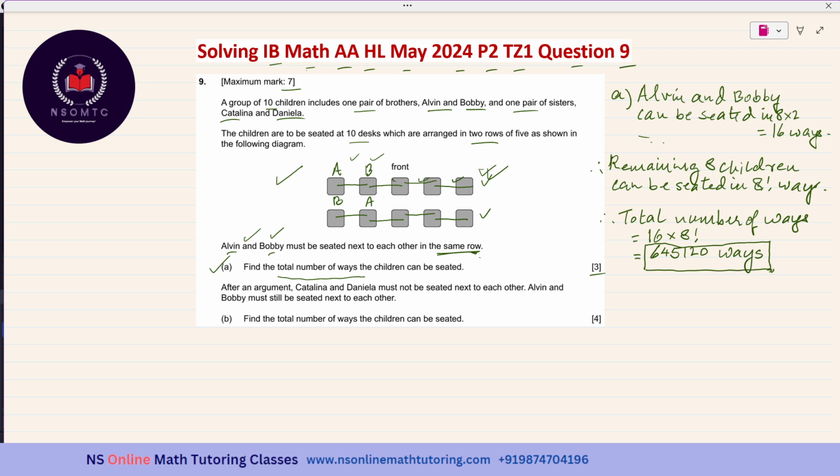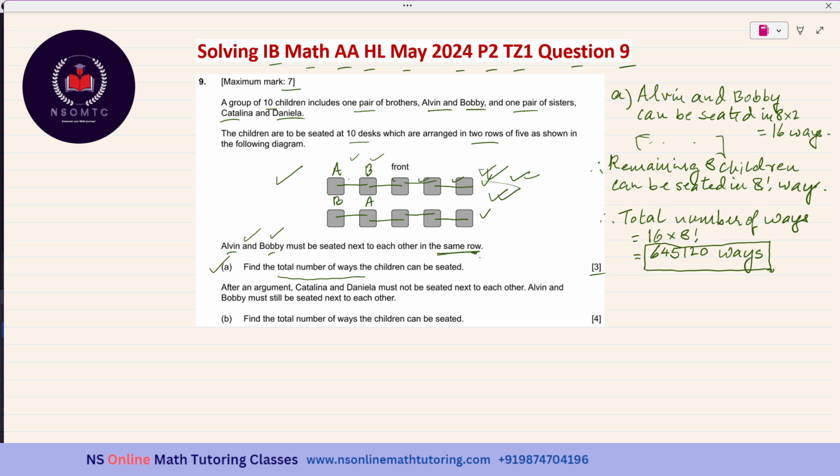And again, I am repeating, even though I have shown my working over here, it is not correct. You should be drawing these 10 places, these 10 seats, and you should be showing whatever I have shown over here in the working space. Okay. And now coming to the part B.